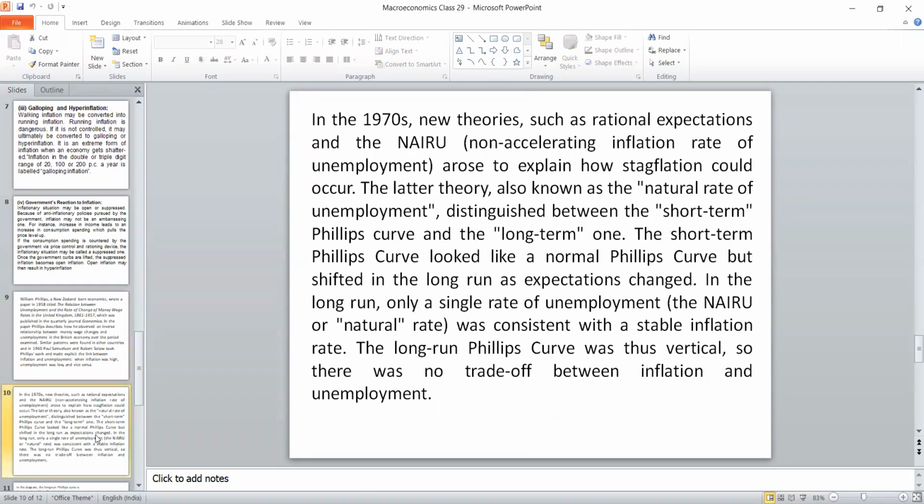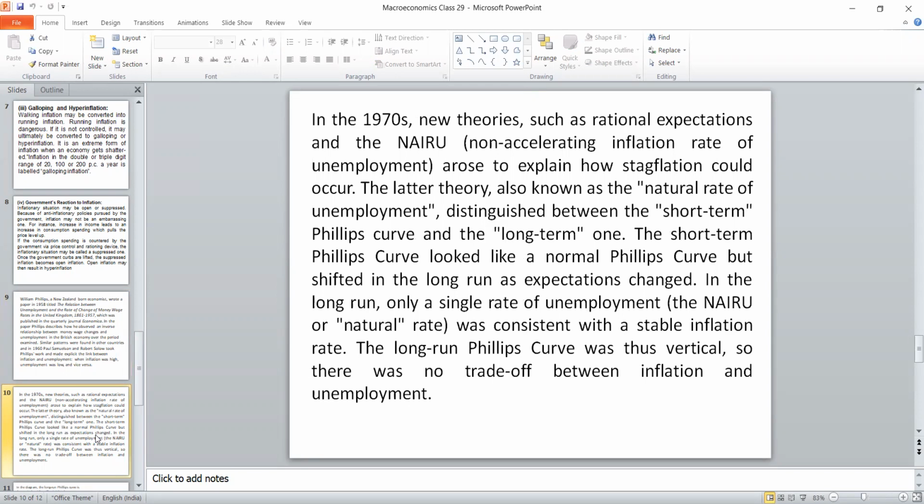For that, he used a number of things. One of the main things, in the 1970s, was NAIRU, meaning non-accelerating inflation rate of unemployment. This is what Phillips said: when you start controlling unemployment, when you solve the problem of unemployment, it is easy to handle inflation. So he called it NAIRU, the non-accelerating inflation rate of unemployment.